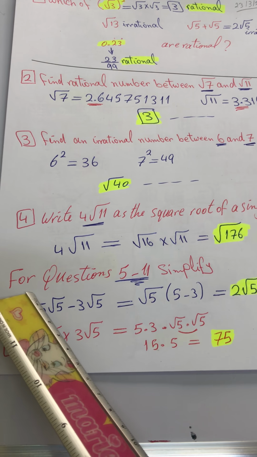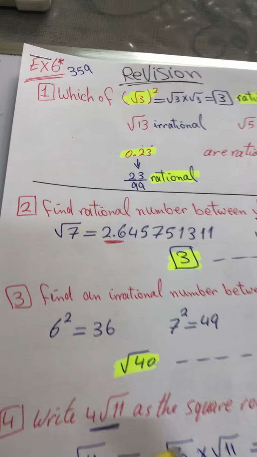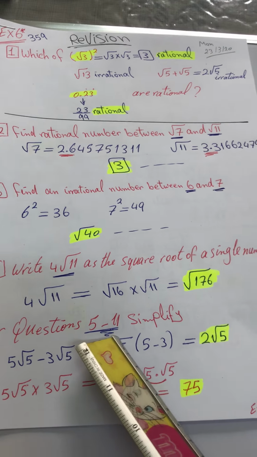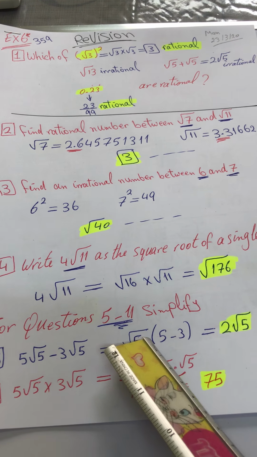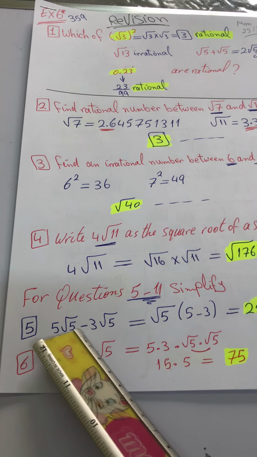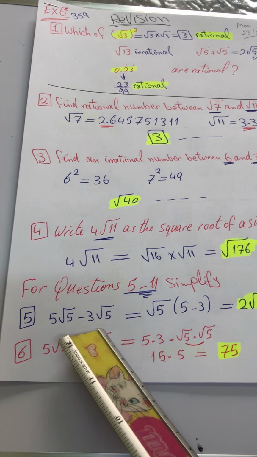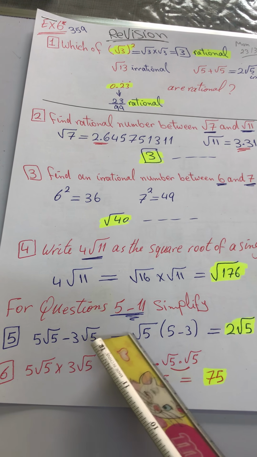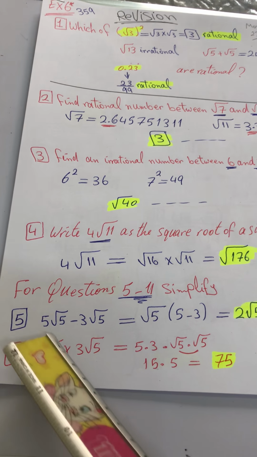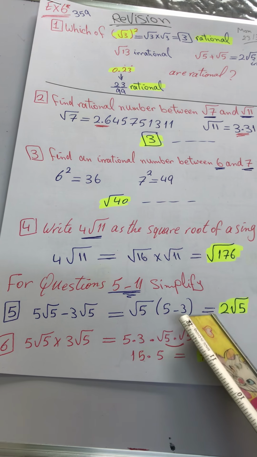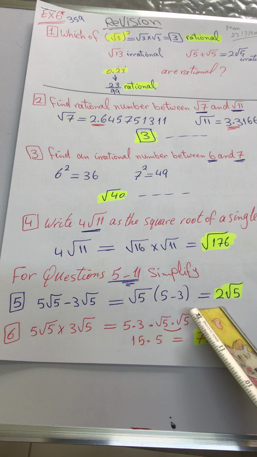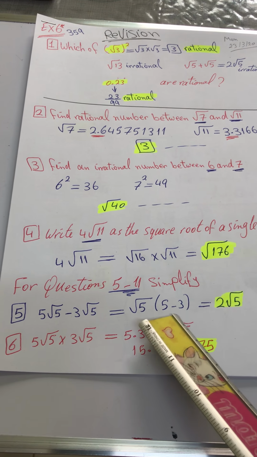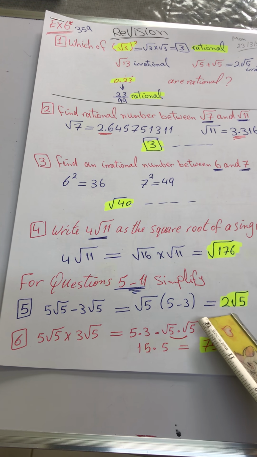Now, in exercise 6 star, page 359, for questions 5 to 11, simplify. Here it's the subtraction, difference. I have a square root of 5, a square root of 5. So I'll write square root of 5 just one time and take 5 minus 3 equal 2. Arrange your writing to write the whole number in the beginning and then the surd. So it will be 2 square root of 5.